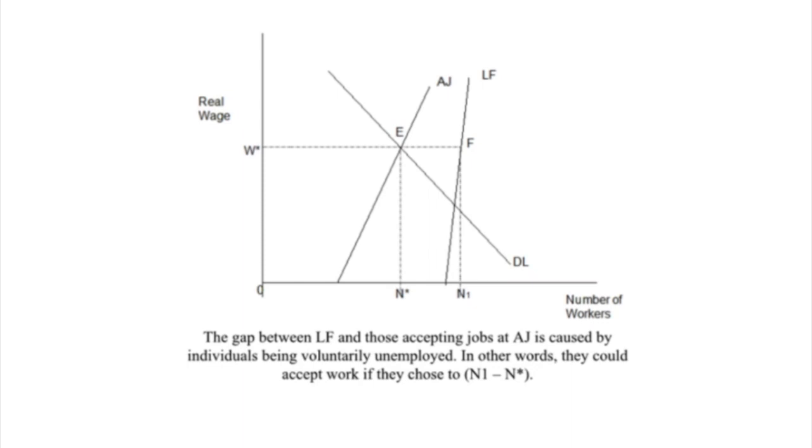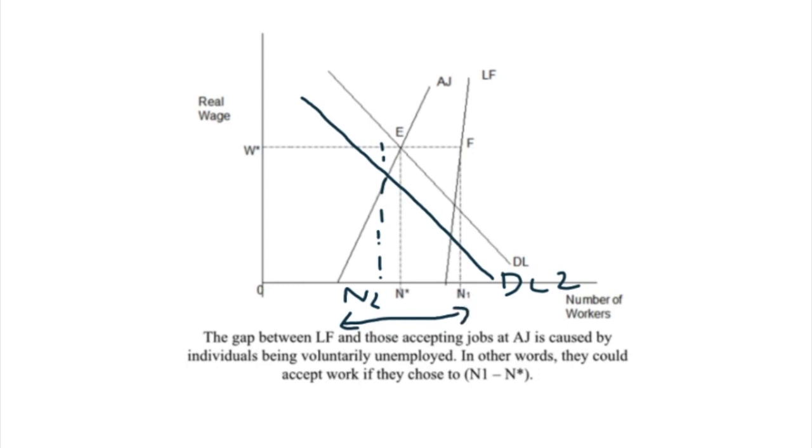Now, if other forms of unemployment start to take place, let's say there's a downturn in the economy, so therefore we start to see cyclical unemployment. And we might see that demand for labour fall. So if we saw the demand for labour fall, just like this, then we'd see a shift of DL to DL2. And we'd see the unemployment increase because now we've got N1 to N2. So as we can see here, N1 to N2, which is a greater amount of people.